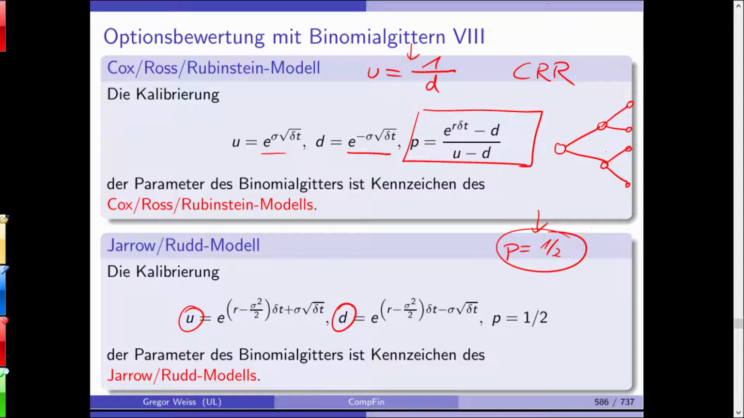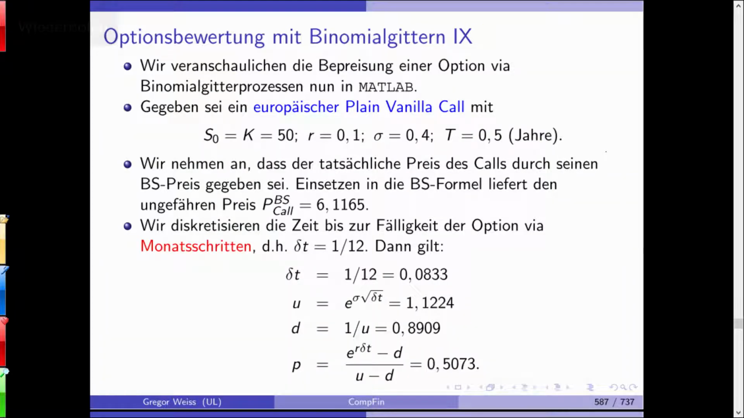Here you can also see why it's not formally correct to speak of the binomial model. Actually, there are a couple of models that use a binomial discretization strategy to approximate an option price. Okay, so this is the Jarrow-Rudd model. There are some alternatives, and let's now look at how it is done in MATLAB.